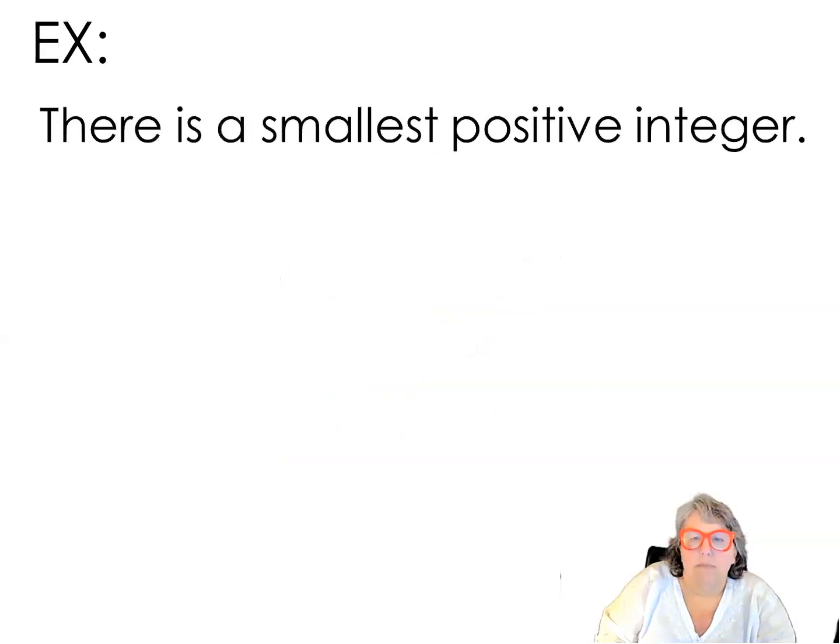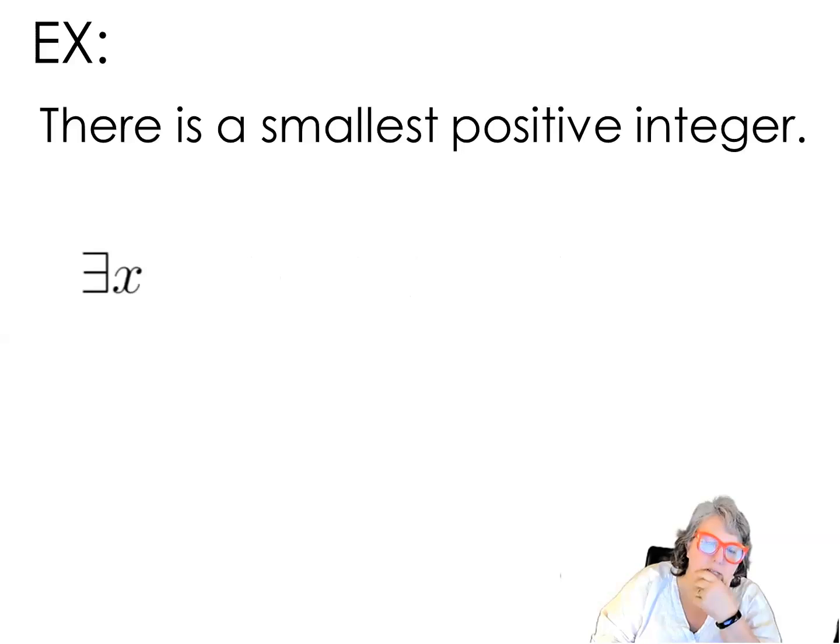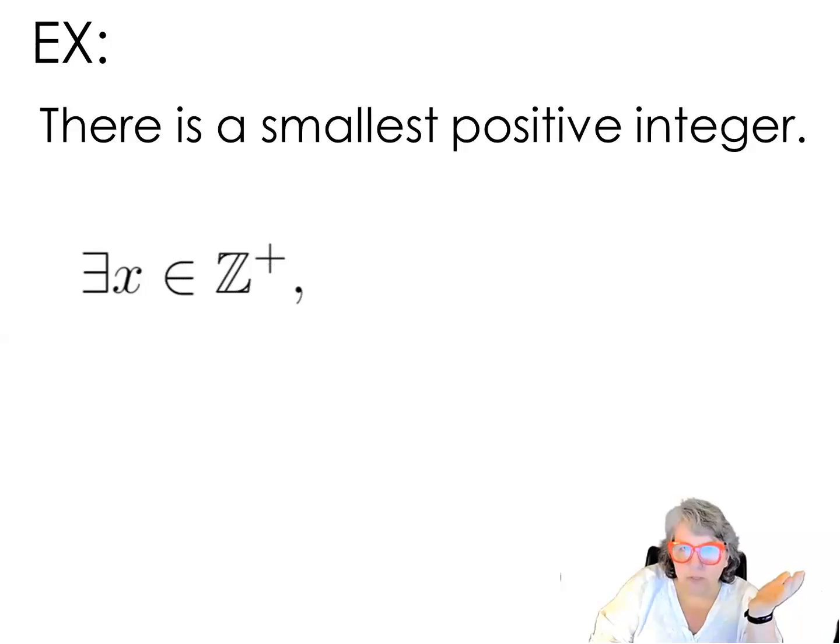There is a smallest positive integer. How would we write this? Well, there is translates to there exists. Smallest positive integer. So I know that it has to be a positive integer. That's the symbol for positive integer, funky Z with a plus. Now, how do I say it? I don't want to just write the sentence because that defeats the purpose of changing it all into mathy talk.